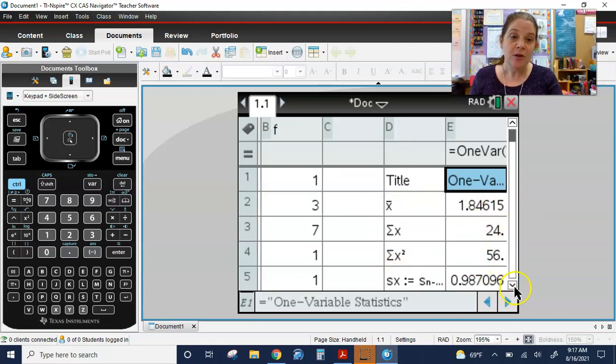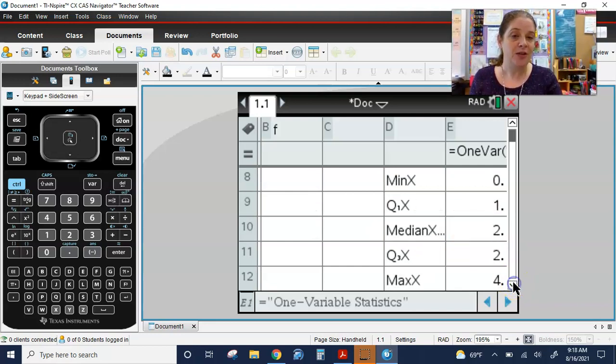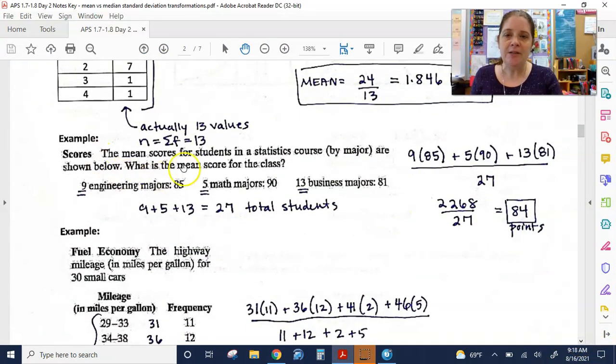So you see that X bar. We could also find standard deviation here. If this was a sample of students, we'd use the S for standard deviation, 0.987. If I wanted my 5-number summary, I've got that too. My minimum, Q1, median, Q3, and maximum. All those are there.